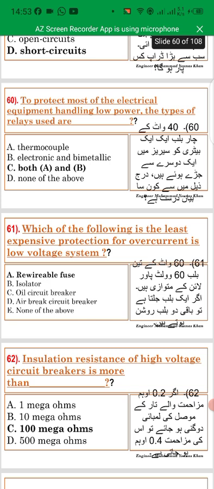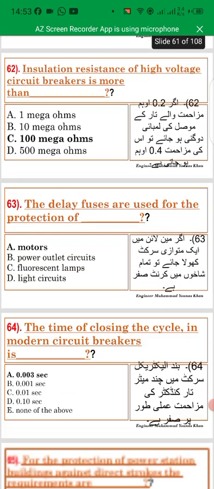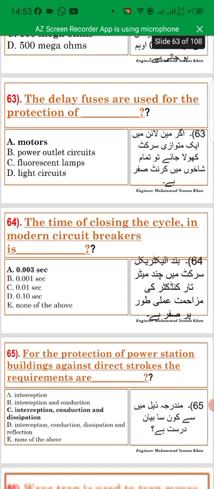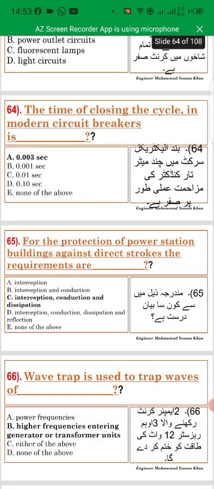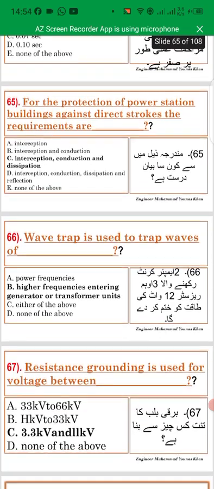Which of the following is the least expensive protection for overcurrent? In low voltage system, rewirable fuse. Insulation resistance of high voltage circuit breaker is more than 50 megaohms. The relay fuses are used for the protection of motors. The time of closing the cycle in modern circuit breaker is 0.003 seconds.